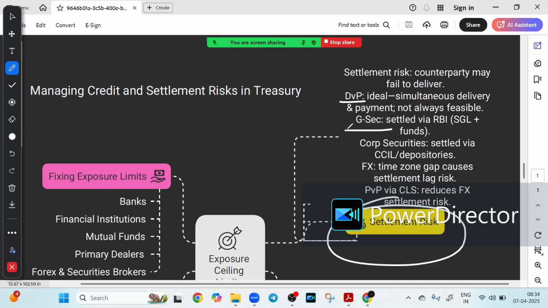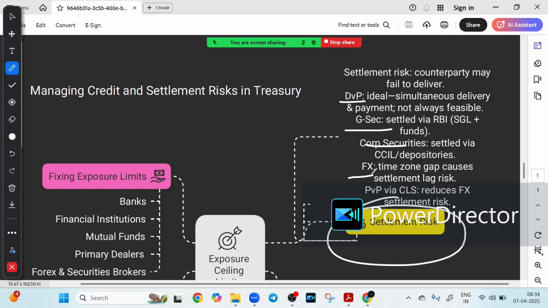Second thing is government securities, GSEC. GSEC is settled through RBI using the SGL fund. Remember it, SGL, sovereign government bond. So this is how GSEC is handled. Corporate securities are settled via CCIL, the Clearing Corporation of India Limited, or another depository.